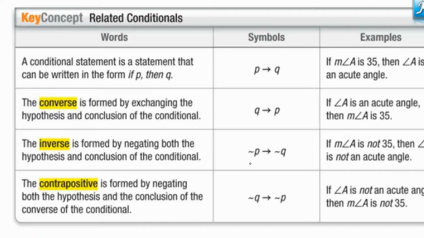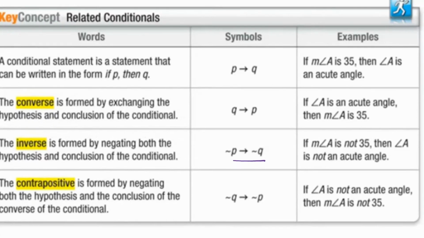The inverse is by noting both of our original statements. So not P implies not Q. So if it is not raining, then it is not wet. The contrapositive flips the nots. So if it is not raining, then it is not wet.